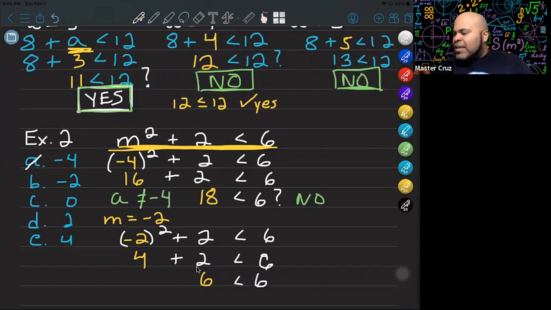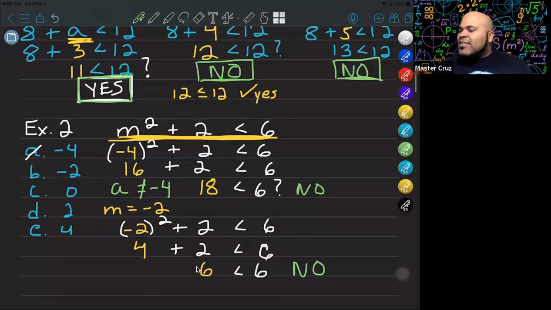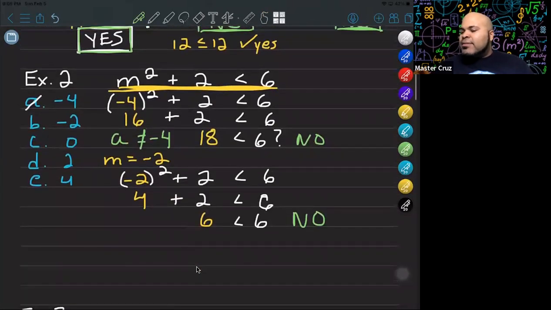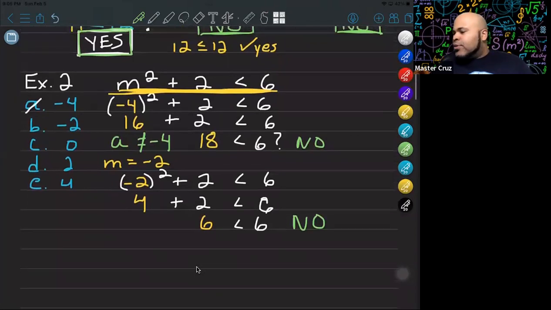Is this a true statement? Just like we did in the previous problem, the answer here is no. 6 is not less than 6. 6 equals 6, which means that B is not correct either. So let's cross it out.